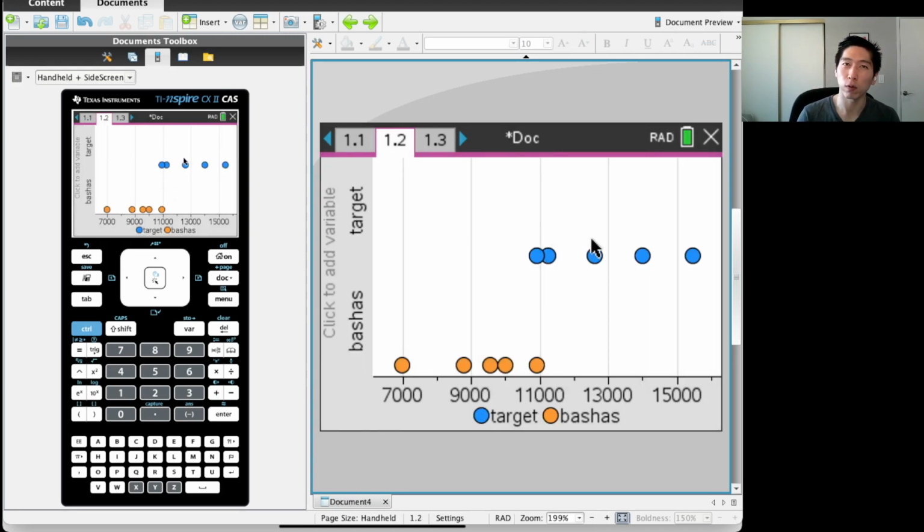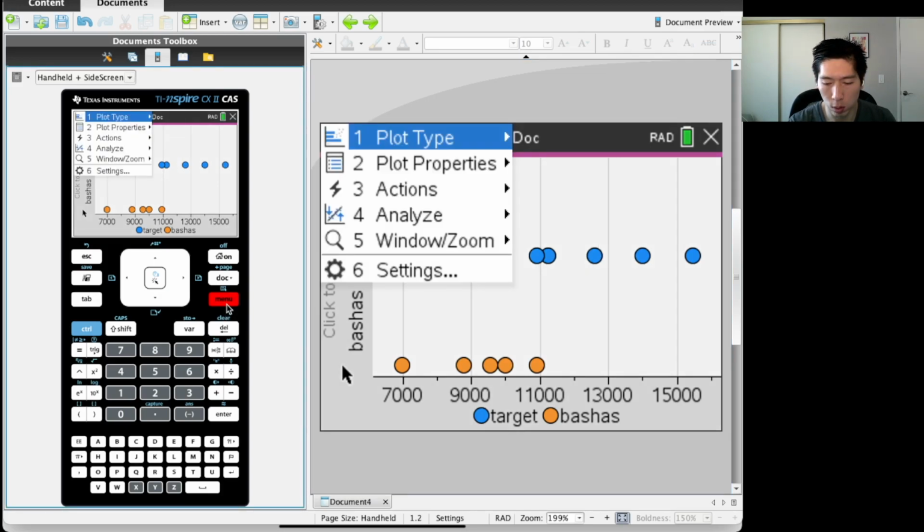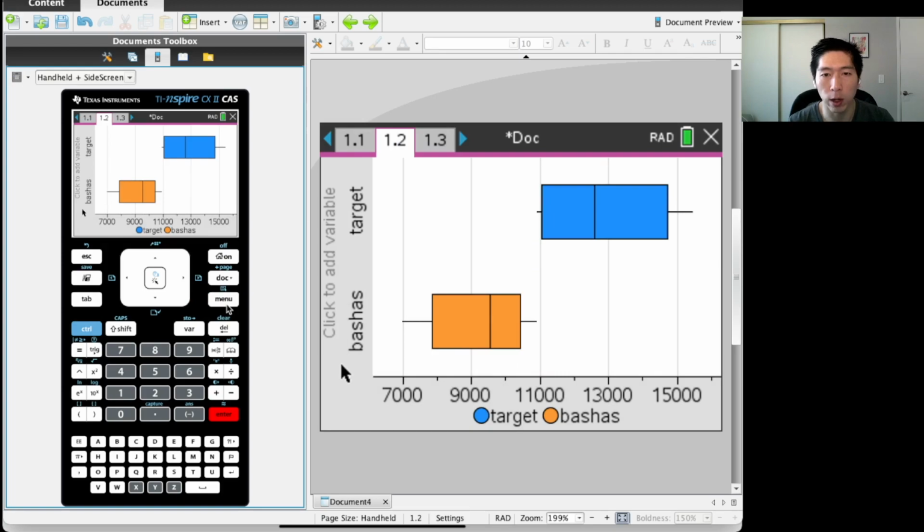The best way to look for no outliers is to look at the box plot. So you just go to Menu, Plot Type, and go to Box Plot. Now we can see that there's no outliers. There's also only 5 points, so this is not maybe the best example to use. Let's also copy this over.